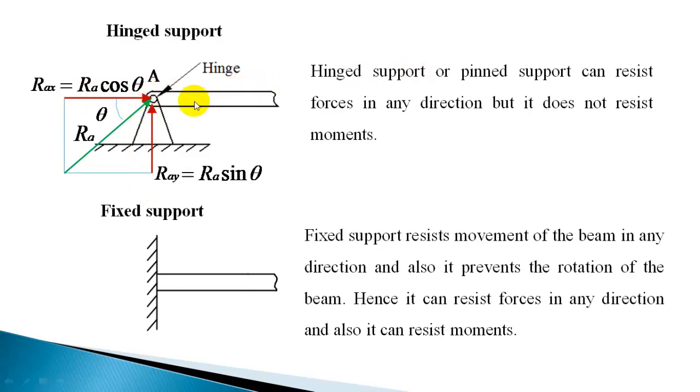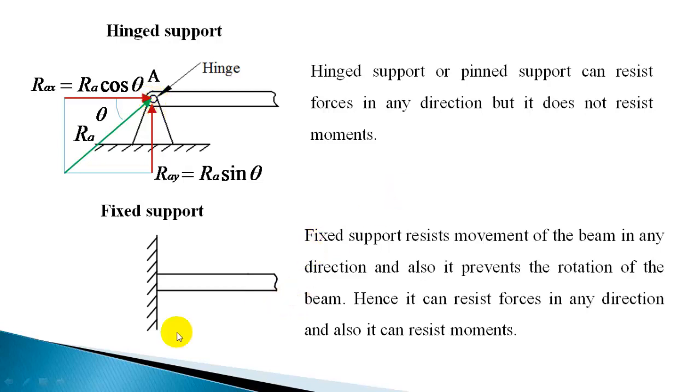So a hinge support will resist forces in any direction, but it cannot prevent the rotation. If it is rotated, it can freely rotate with respect to this hinge. So it is not preventing the rotation, it cannot resist moment. If it is trying to rotate, it will not resist it. But if it is pushed in any direction, the hinge support will resist that and reaction forces will be developed at the hinge support.